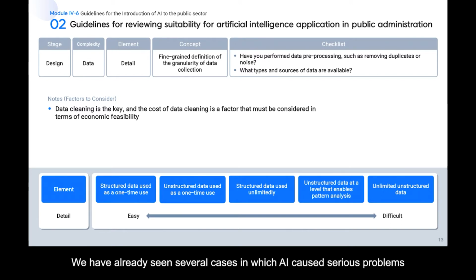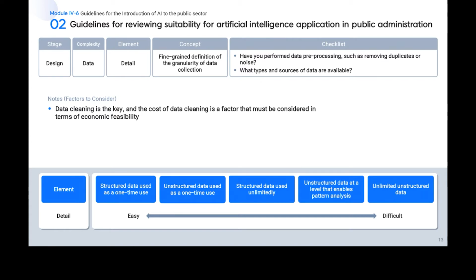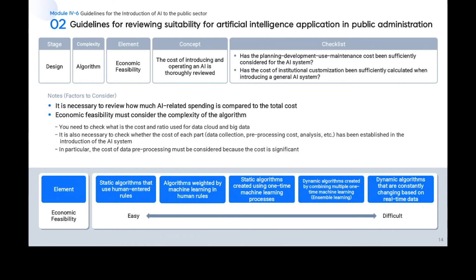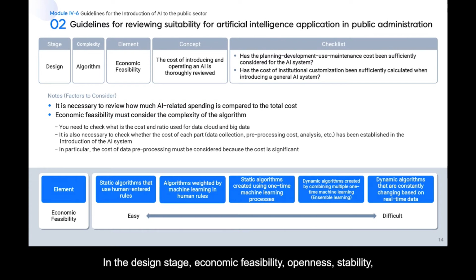We have already seen several cases in which AI caused serious problems, and the main reason is related to data fairness. For detail, data cleaning is the key, and the cost of data cleaning must be included when you consider economic feasibility. In the design stage, economic feasibility, openness, stability, and convenience of modification must be considered. Economic feasibility refers to the consideration of the cost.